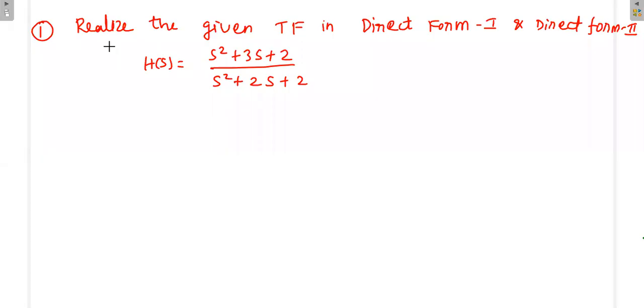Realize the given transfer function in direct form 1 and direct form 2. The transfer function H(s) is equal to (s² + 3s + 2) divided by (s² + 2s + 2). Solution.